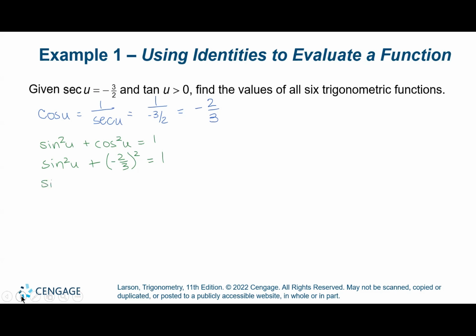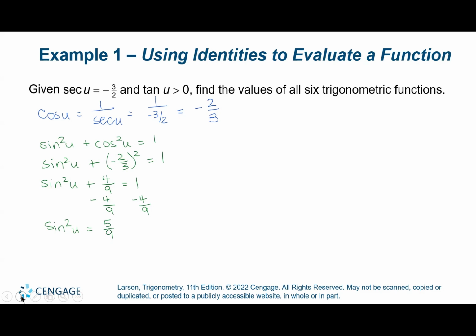So if I can solve this equation for sine, then now I know sine. So sine squared of u. Here I'm going to do the square. 2/3 times 2/3 is 4 over 9. And I'm trying to find out sine, so I want to get sine by itself. I'm going to subtract. So I want to think about 1 so that it has the same denominator as this other fraction. So 1 would be 9 over 9. I'm subtracting 4 over 9. That's going to leave me 5 over 9.